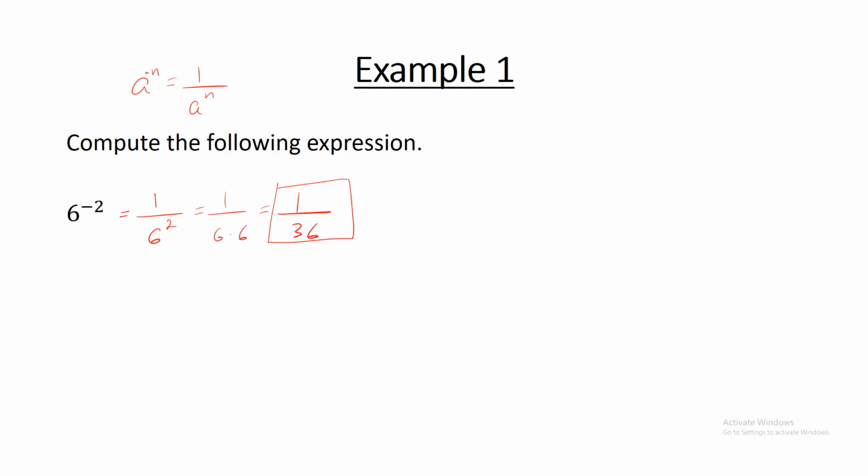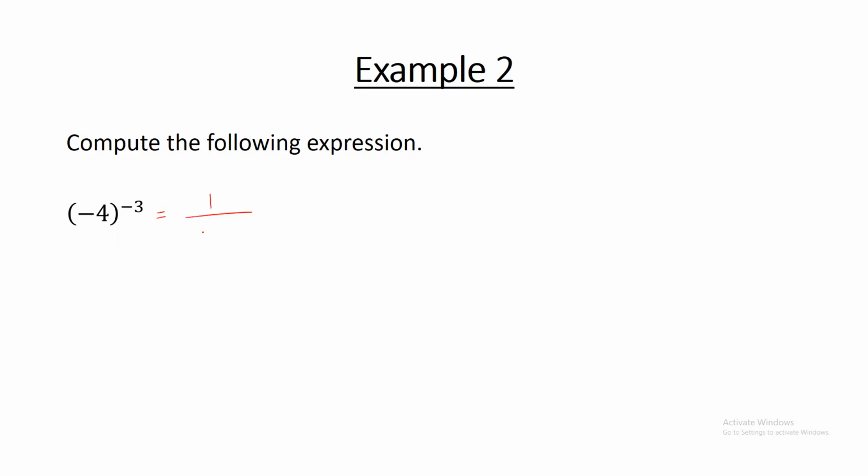Let's take a look at the next example. (-4) to the power of -3. So notice here, -4 is in parentheses, which means that it's that whole number raised to the power of -3. Using our rule, it's the same thing as saying 1 over (-4) to the power of +3.